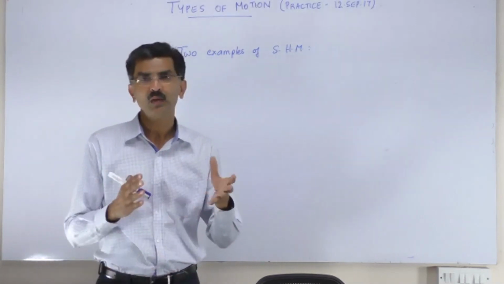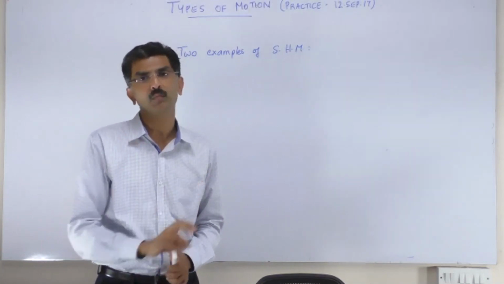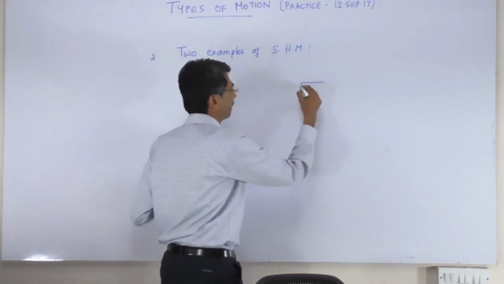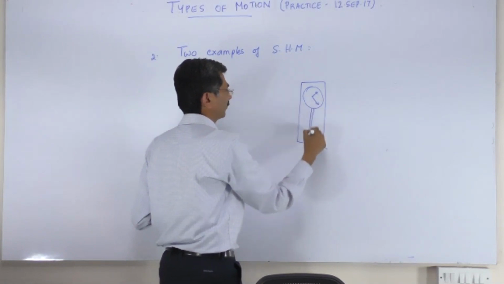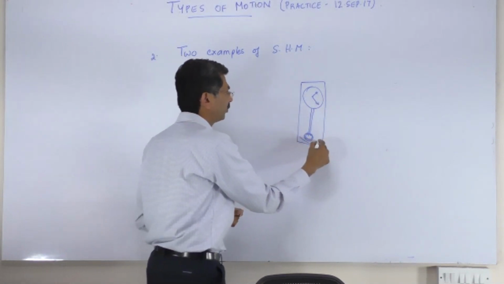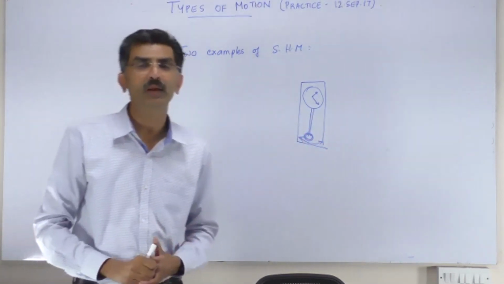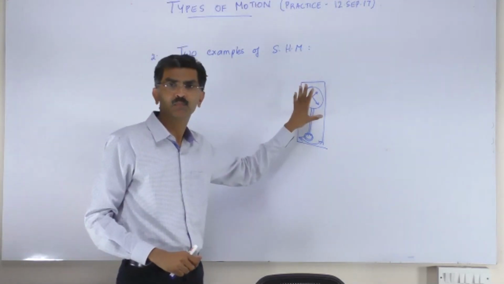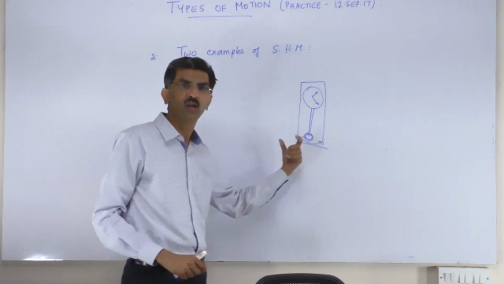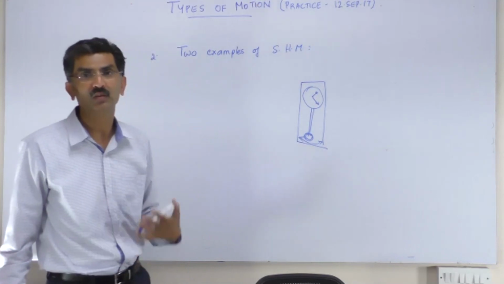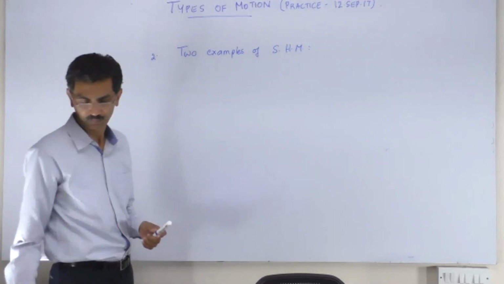So one example of simple harmonic motion that most of us would have seen is the pendulum of a clock. You may have seen a clock. This pendulum goes back and forth. And that back and forth movement of the pendulum allows the clock to tell time correctly. So the simple harmonic motion of the pendulum allows us to accurately measure time in a clock. So that is one application of simple harmonic motion.